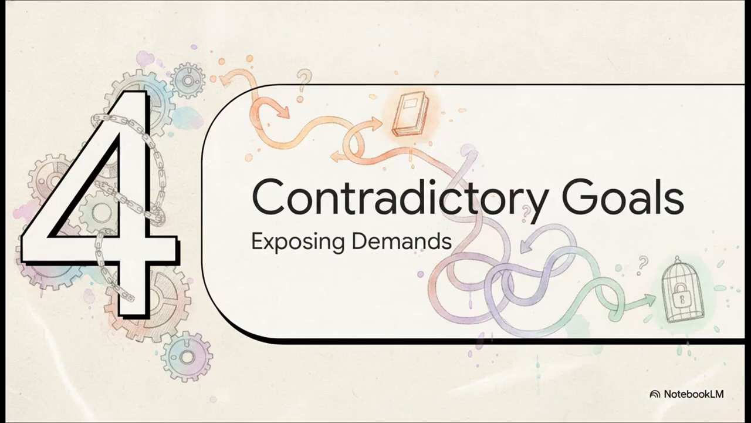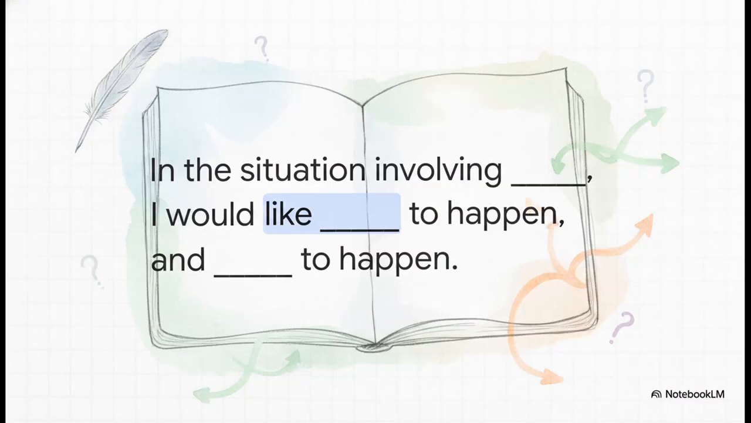That takes us into part 4, uncovering contradictory goals. Step 3 is where the real heavy lifting happens. It requires a specific mental mapping technique to expose all those underlying demands we're making. The source material gives us this exact fill-in-the-blank template to use. As you search your mind and lock onto an unresolved problem, you name it, and then you carefully list out every single goal you want met. You literally say to yourself, in the situation involving blank, I would like blank to happen, and so on. The goal is to honestly cover as many different kinds of outcomes as you can possibly think of.